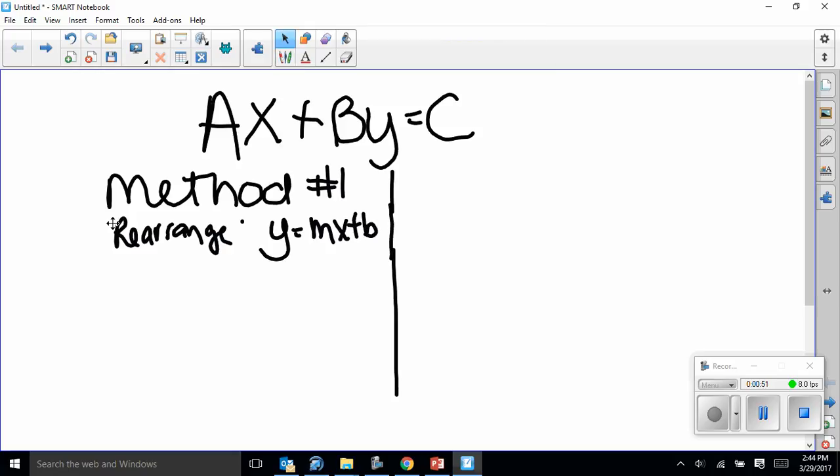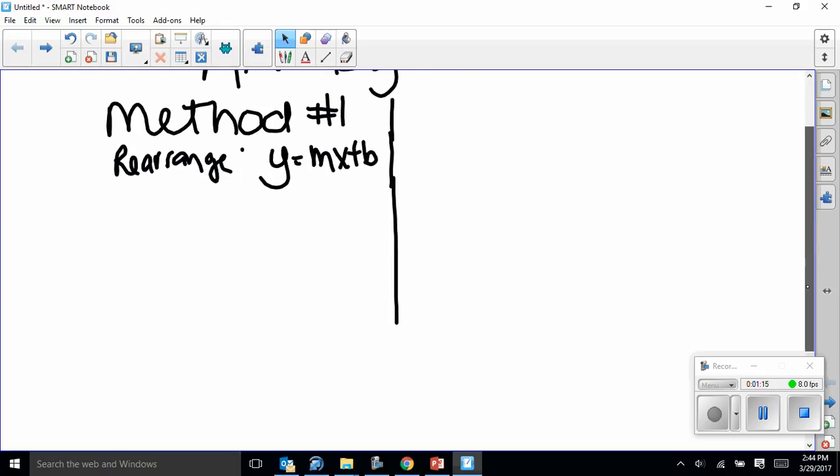Alright, so we're going to rearrange our equation. What we want to do is make this a y equals. So we want to go from this form to this form. If I cover up my y, in order, what has to move first? That ax, right? So step number 1.